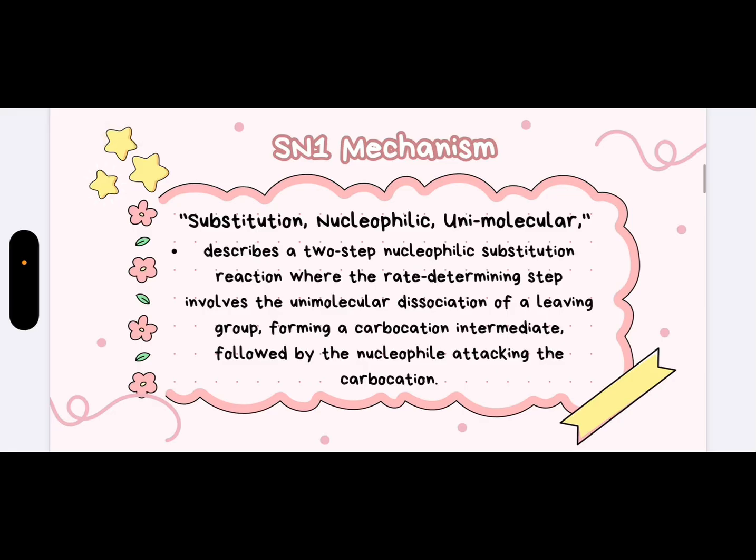The SN1 mechanism is substitution nucleophilic unimolecular. It describes a two-step nucleophilic substitution reaction where the rate-determining step involves the unimolecular dissociation of a leaving group, forming a carbocation intermediate, followed by the nucleophile attacking the carbocation.